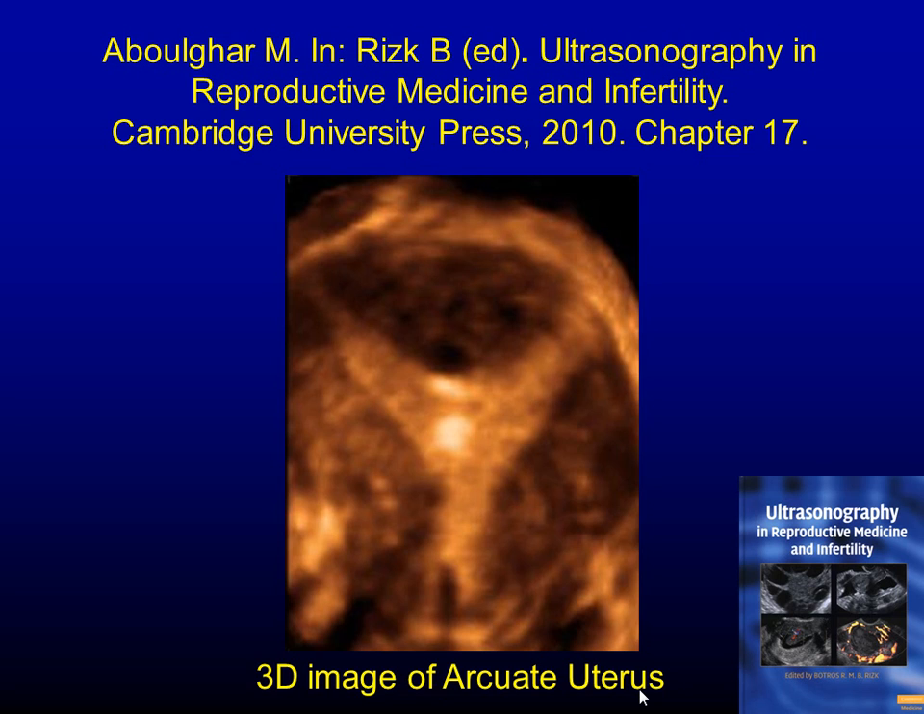Among infertility specialists, there is a uniform agreement that septums should be removed. But there is no uniform agreement that an arcuate uterus should be treated, and many believe that it is very, very controversial. There isn't a single prospective randomized trial to determine whether an arcuate uterus resection results in a better outcome or not.